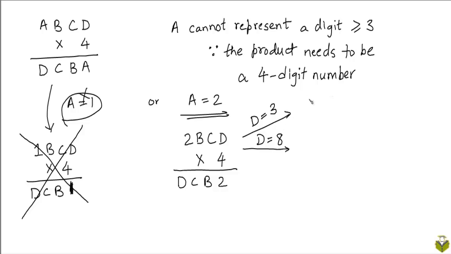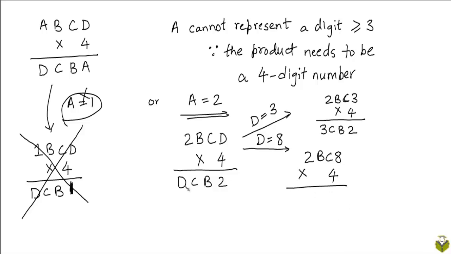Let's look at both these possibilities. So either we have 2BC3 being multiplied by 4 and yielding a result of 3CB2, or we can have D equal to 8. So we would have 2BC8 being multiplied by 4 yielding a product of 8CB2.